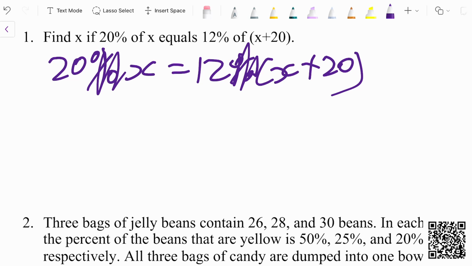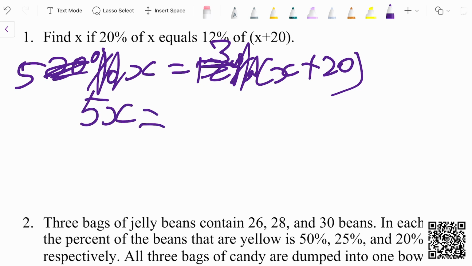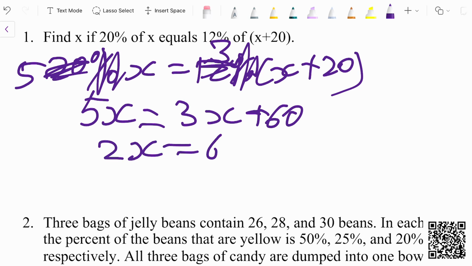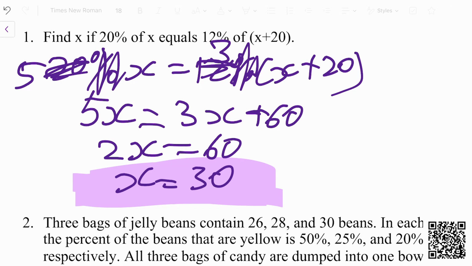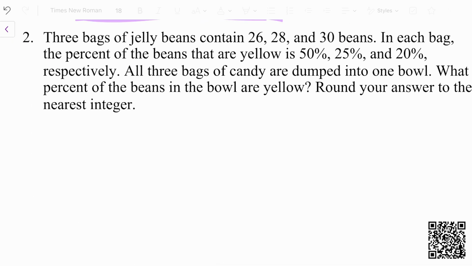Then we can divide both sides by 4, just to make our already easy job even easier, like so. So 5x is equivalent, if we distribute, 3x plus 60. And so if we minus 3x on both sides to isolate the x, 2x is equivalent to 60, so x is equivalent to 30. Extremely simple and pretty straightforward, actually. You shouldn't need to write out the equation. Anyway, moving on to problem number 2.